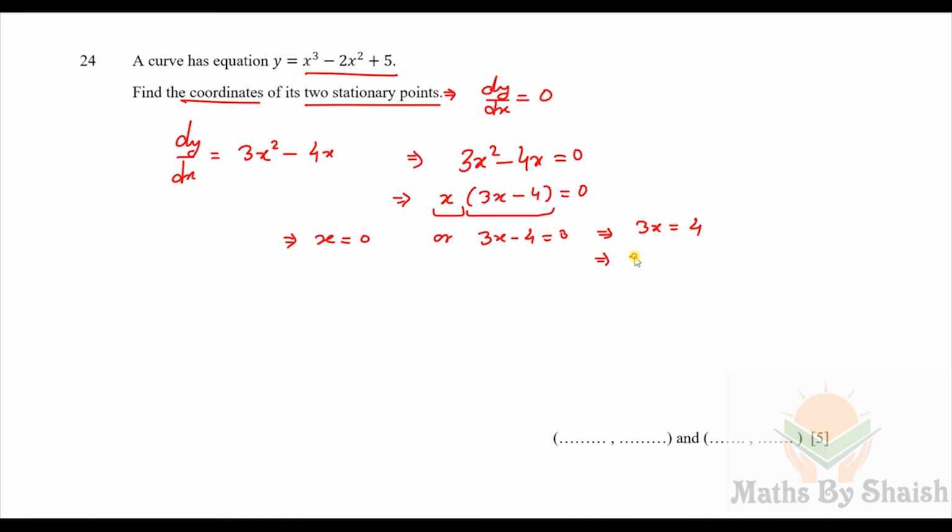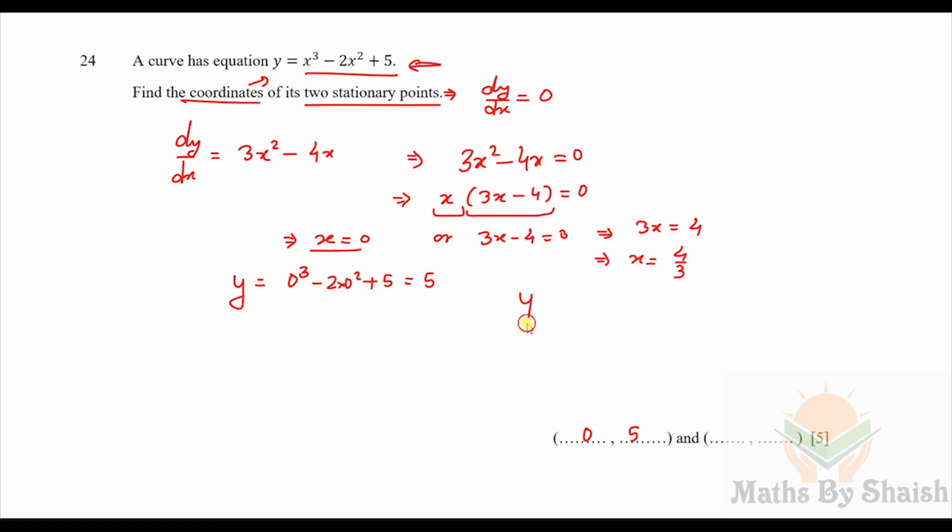Now we have the x values, so corresponding to the x values we get y values. So for x equals 0, y is going to be 0 cube. We are going to substitute this value here to get the y value. 0 cube minus 2 times 0 square plus 5. 0 into anything is 0, so we got 5. One coordinate of a stationary point is going to be 0 comma 5.